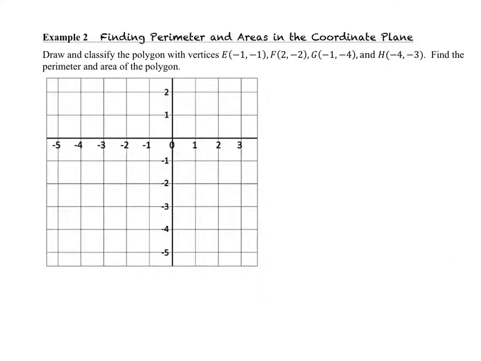Okay, draw and classify the polygon. So first we're going to get our ordered pairs in here. E is -1, -1. F is 2, -2. G is -1, -4. And H is -4, -3. So we need to see which type of polygon this is first. And this is going to be a parallelogram.